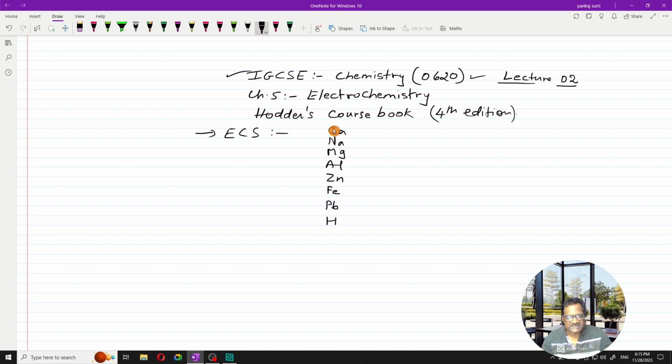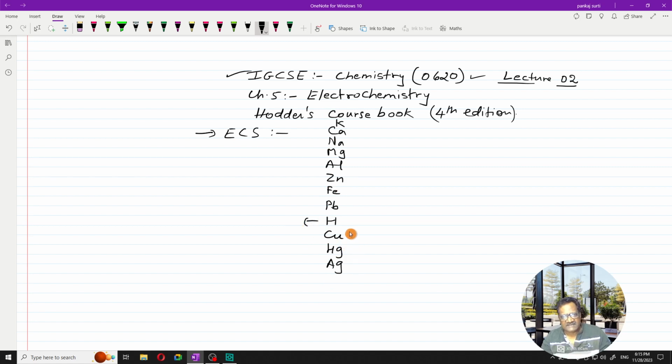And potassium. These are the elements which I am writing above hydrogen, and below hydrogen I want to write copper, Cu, Hg, that is mercury, and Ag, that is silver. With reference to H, some elements I have placed above H and some below H. So H is the reference.